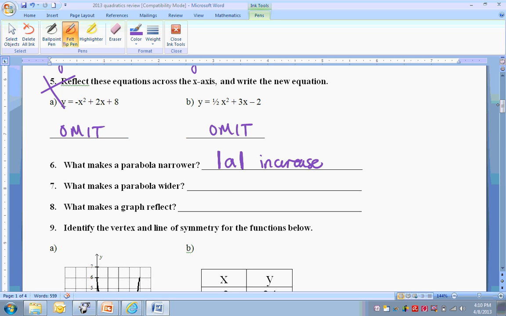So make sure that you put that absolute value sign because, for example, if my a value is -2 and I made this -3, even though -2 is larger than -3, it's still -3 that would be a narrower graph, because the absolute value of -3 is 3 and the absolute value of -2 is 2. So just make sure that you aren't messing with the signs and you'll avoid that whole problem. Now what makes a parabola wider? Well, that's when the absolute value of a decreases.